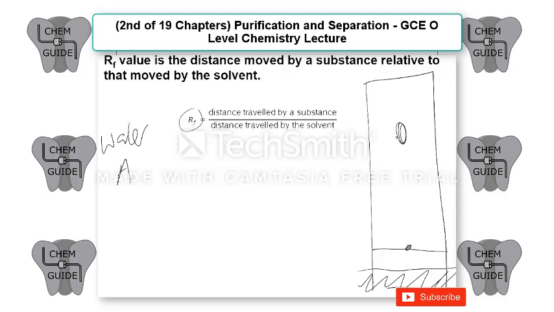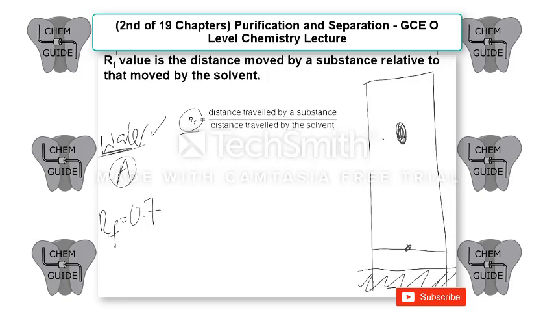Okay, so it gives me a value which we call the RF value. So let's say this RF value is equal to 0.7. So how do we confirm? Now this is the value we have for dye A dissolved in water traveling up the filter paper. So now I have an unknown substance which I think could be dye A. How do I confirm if it is dye A? It's quite simple. I dissolve this substance in water and I put it on the filter paper and let it run up, and then I measure the RF value.